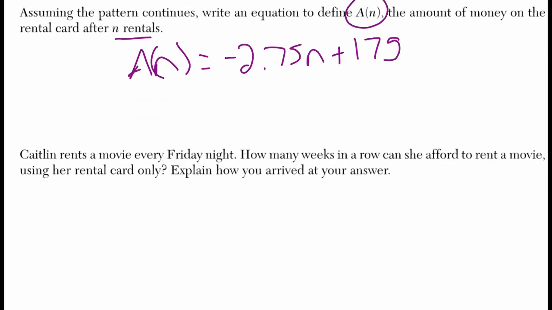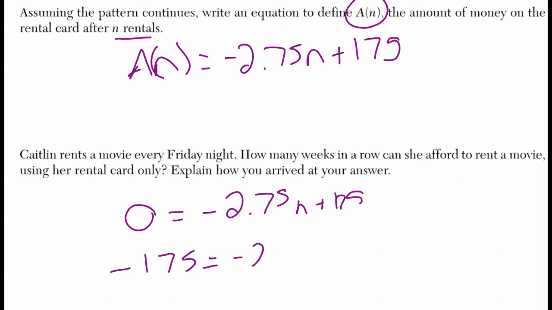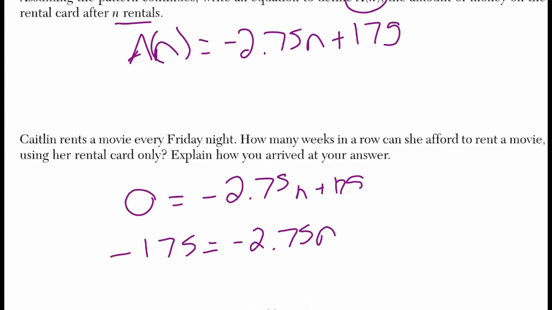Caitlin rents a movie every Friday night. How many weeks in a row can she do this so she has no money on her card? So if she has no money on her card, I'm going to set it equal to 0 and solve. Subtract over the 175. And then when you divide, you get a lovely, lovely decimal.